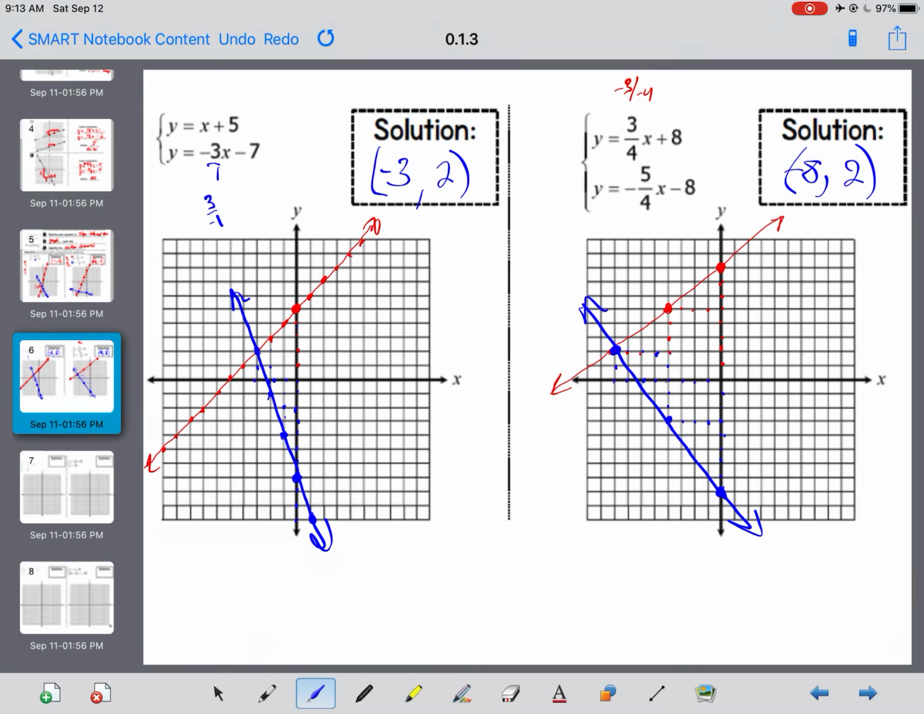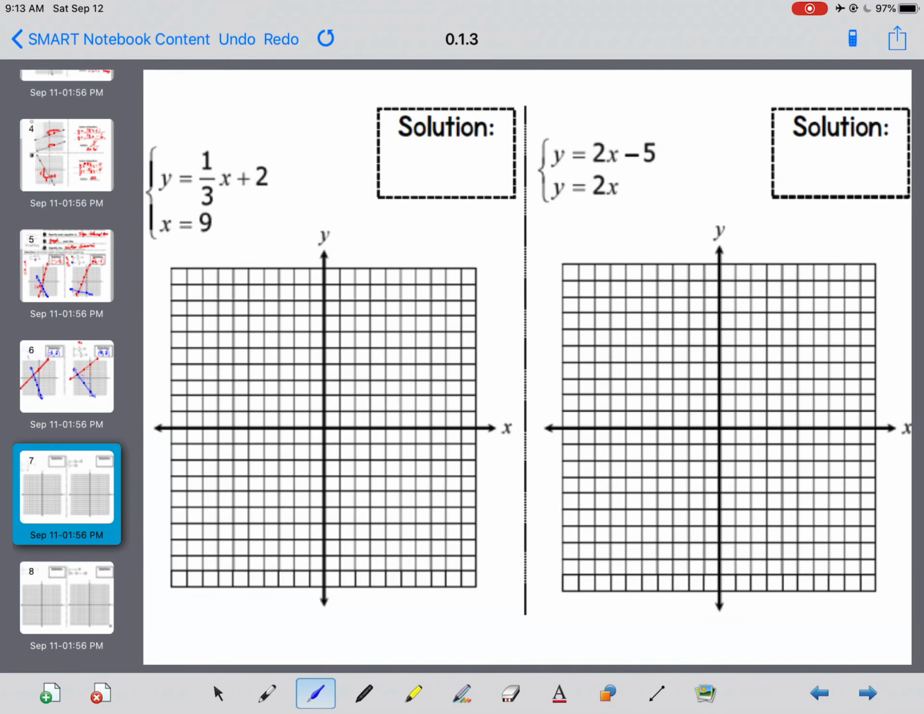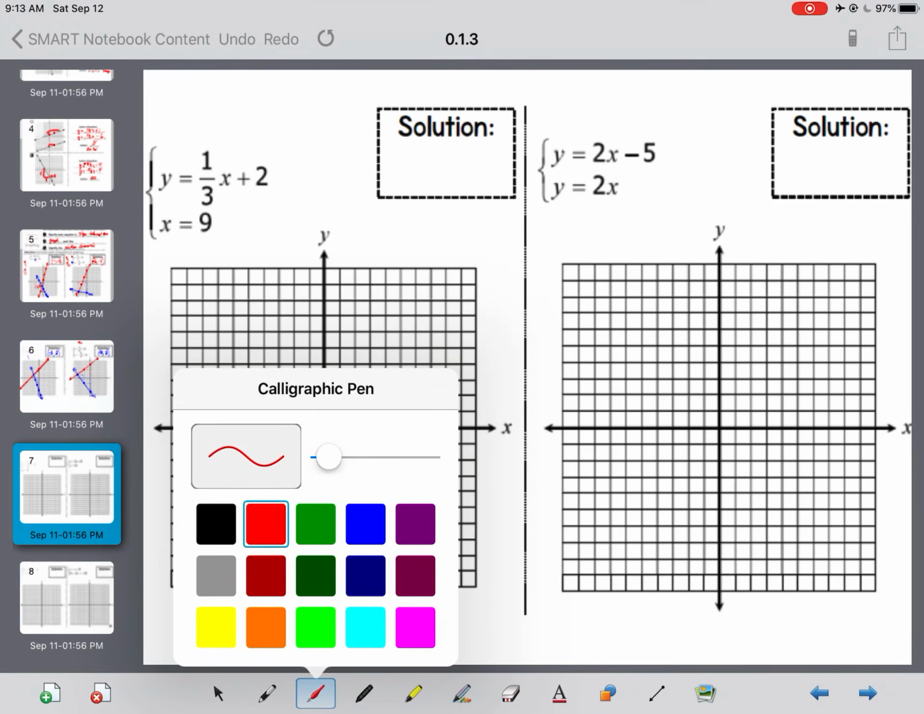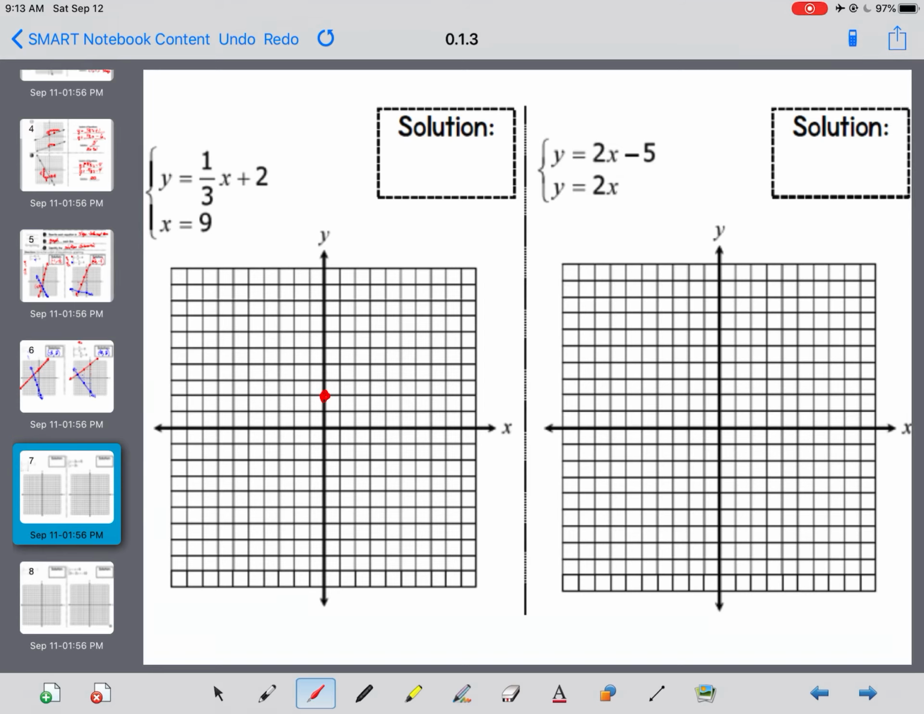Let's see what happens here. Next piece. Well, the first line starts at 2. And it goes up 1, 1, 2, 3, up 1, 1, 2, 3, up 1, 1, 2, 3, down 1, 1, 2, 3, down 1, 1, 2, 3, down 1, 1, 2, 3. Graph. Don't forget your arrows.